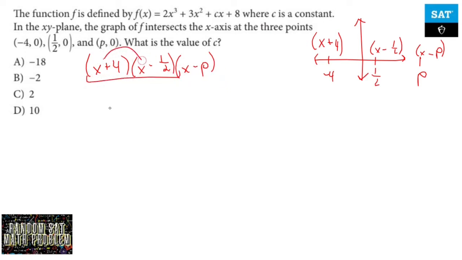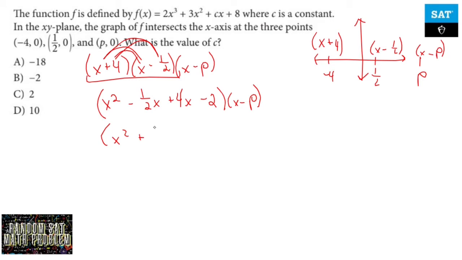I've got x times x, which is x squared. I've got x times negative a half, which is -1/2 x. I've got 4 times x, which is 4x. And I've got 4 times negative a half, which is -2. All of that is going to be attached to x minus p. Now I can simplify that to be x squared plus 3.5, so I'll put 7/2 because I can, x minus 2, times x minus p.